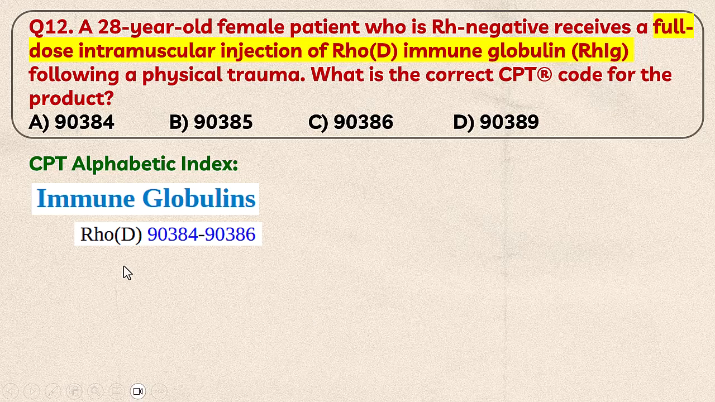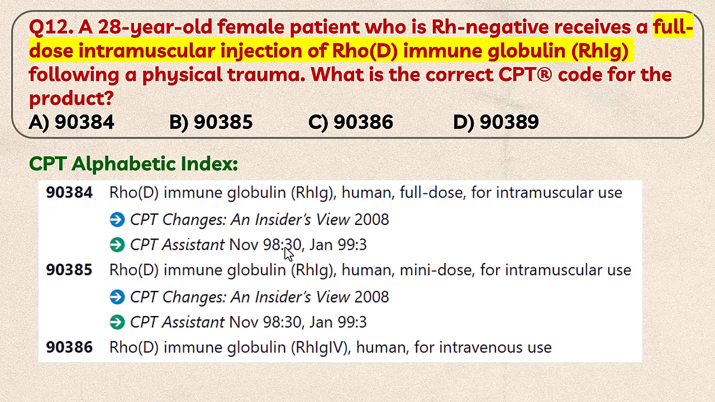So in the index, first you have to search for the main term immune globulins, then subterm RhoD. It will lead you to the code series of 90384 to 86. Let's come back to the tabular list and confirm the answer. Once you come to the tabular list, 90384 for RhoD immune globulin, human full dose intramuscular use. So that's the scenario here. Others are mini-dose, intravenous use, but in this case, full dose. So the correct answer is answer A, 90384.